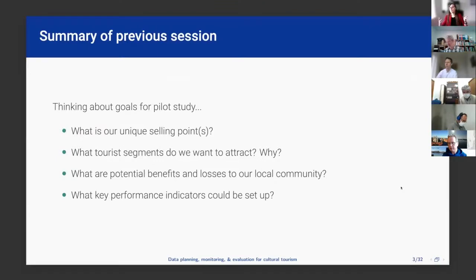So just to follow on from the previous session, this session aimed to really get us thinking about our goals for the pilot studies. You know, what were the unique selling points? What kind of tourist segments do we want to attract? Why do we want to attract them? What are the potential benefits and losses to the community? And beginning to think about the key performance indicators that we could set up. So we're going to continue that and formalize it.